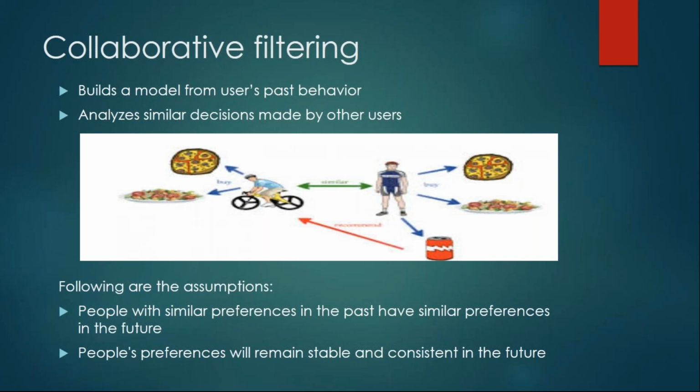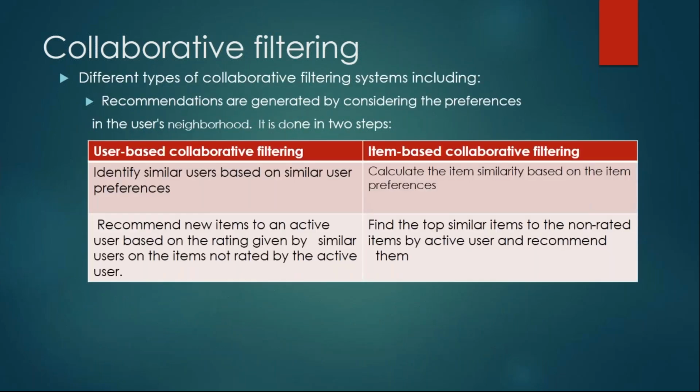A collaborative filtering system works by collecting user feedback in the form of ratings for items in a given domain and looking for similarities in rating behavior among several users in determining how to recommend an item. These are the assumptions: people with similar preferences in the past will have similar preferences, and people's preferences will remain stable and consistent in the future. Next, we have different types of collaborative filtering: user-based collaborative filtering and item-based collaborative filtering.